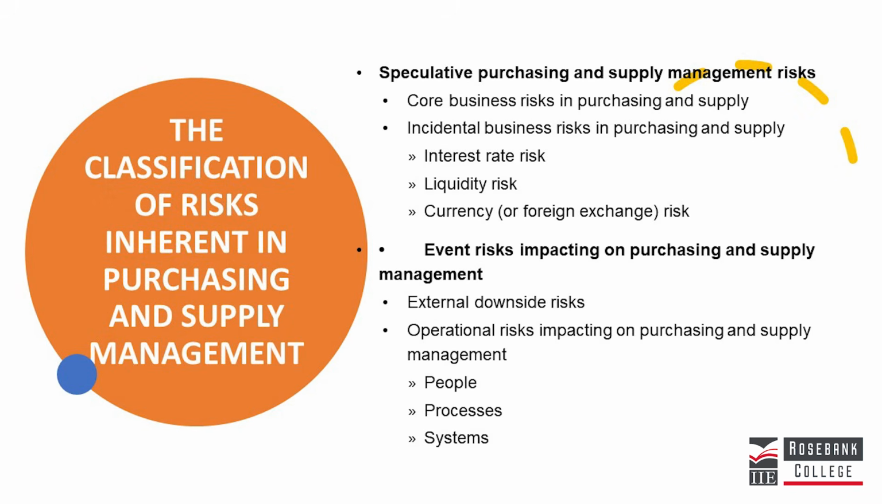Let's look into the speculative purchasing and supply management risks. These are risks that offer a chance of gain and a loss. Within speculative risks, we have two other risks, which are core business risks and incidental business risks in purchasing and supply. On the other hand, we have event risks impacting purchasing and supply management. Those are risks that offer only a chance of loss with no chance of a gain. Within event risks, we also have two other risks, which are external downside risks and operational risks impacting purchasing and supply management.